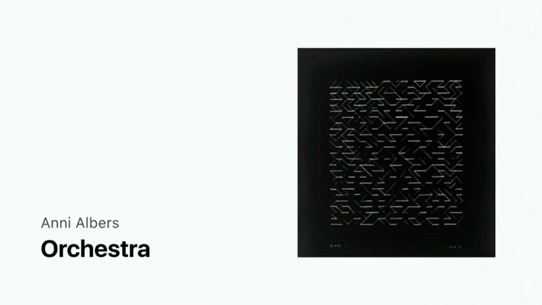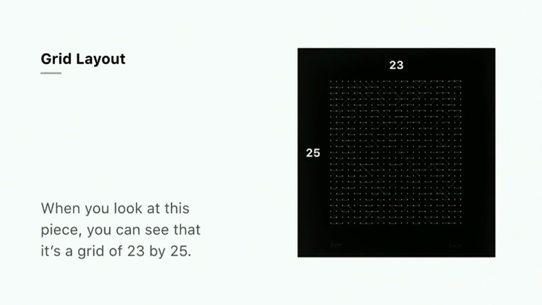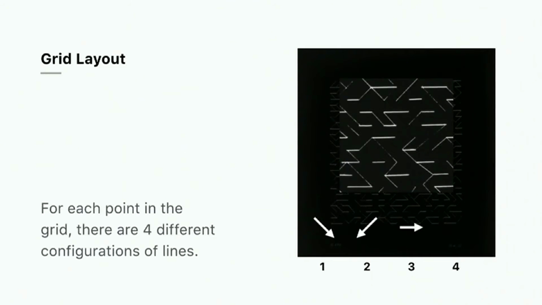The third and final piece is called Orchestra, which is also by Albers, and this one is very goth. When you look at this one, you can see that it has a grid of around 23 by 25. For each point in the grid, there are 4 different configurations of lines. They go from top left to bottom right, bottom left to top left, top left to top right, so straight across, and blank. Similarly to the right triangle generator that we saw in the previous piece, we can create a simple function that picks a random number between 1 and 4 and generates the corresponding line, like so.